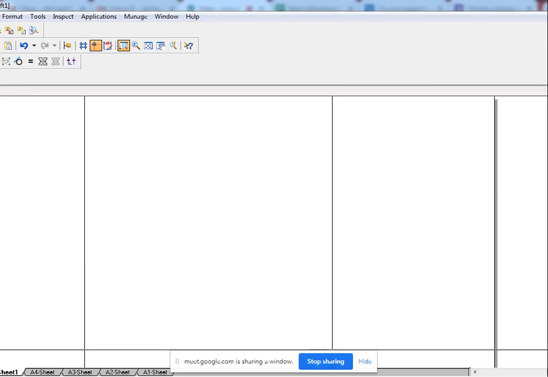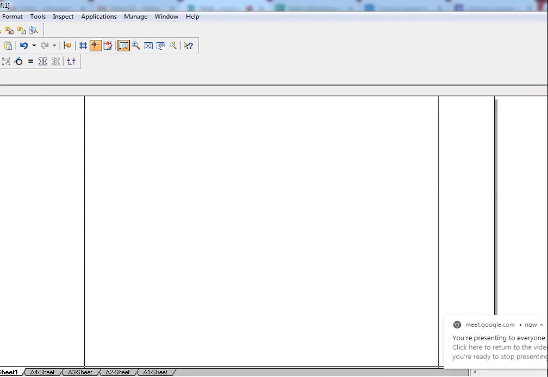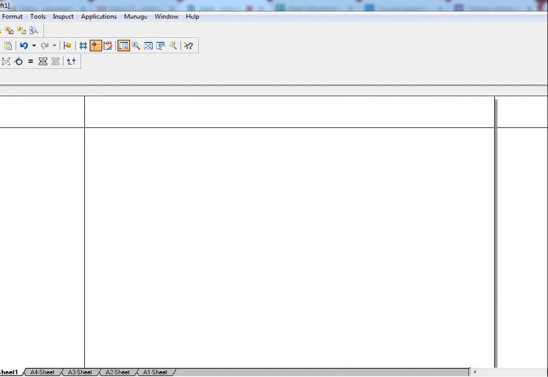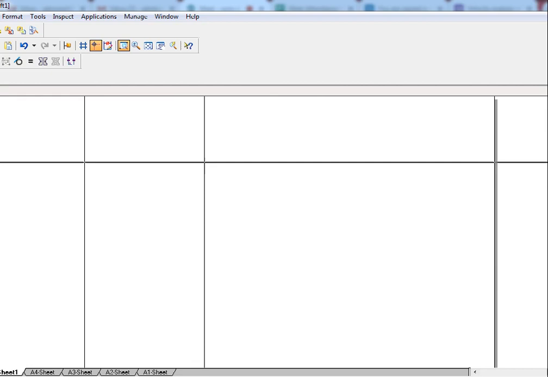Okay, can you see the screen? Yes, sir. Okay, see, I will construct here. You can just see I am constructing in Solid Edge.